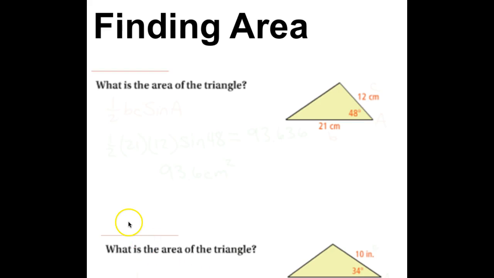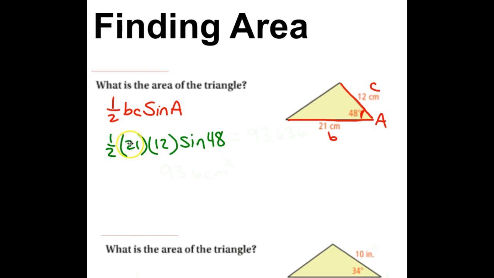Now we're going to use this formula in order to find the area of this triangle. We know we can use 1/2 BC sine of A because we have a side, 21, another side, 12, and we have the angle 48 degrees between them. It helps to label them, I find. So 21, let's call that B. 12, let's call it C, and the angle is A, 48 degrees. We just plug them in. For B, I'm going to put in 21, C 12, A 48, and we get 1/2 times 21 times 12 times sine of 48. What I want you to do now is type that in your calculators.